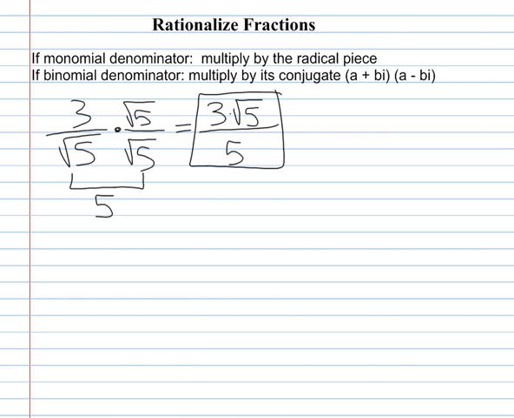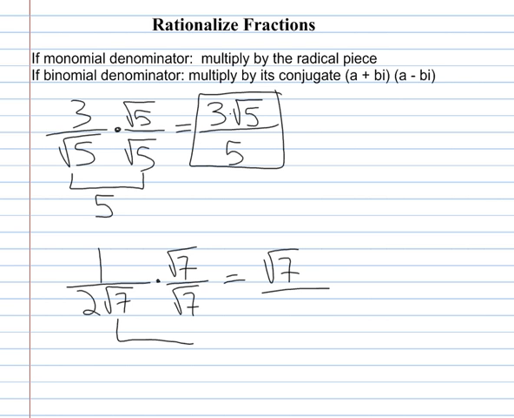Another quick example here would be 1 over 2 root 7. Again, 2 root 7 is a monomial, so we just multiply by just the radical piece. So radical 7 over radical 7. That's going to give us radical 7 on the numerator. And again, the radical 7 times radical 7 is just regular 7. So we have 2 times the 7 would be 14. And that would be simplified.